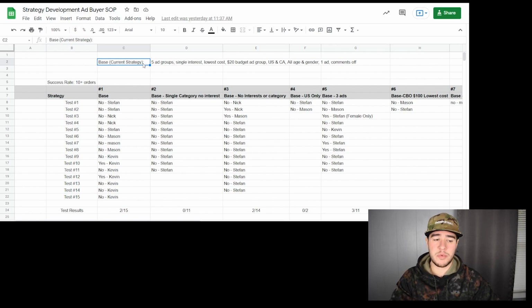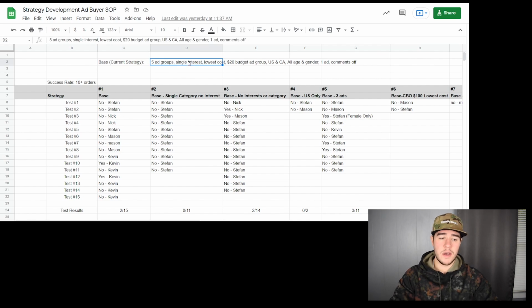I want to start by explaining our base strategy, the strategy that works the best for us currently, and that is essentially 5 ad groups, each with a single interest, lowest cost bidding, $20 budgets per ad group, targeting US and Canada, all ages and genders, with 1 ad underneath each ad set, and comments off. We thought that was worth mentioning.